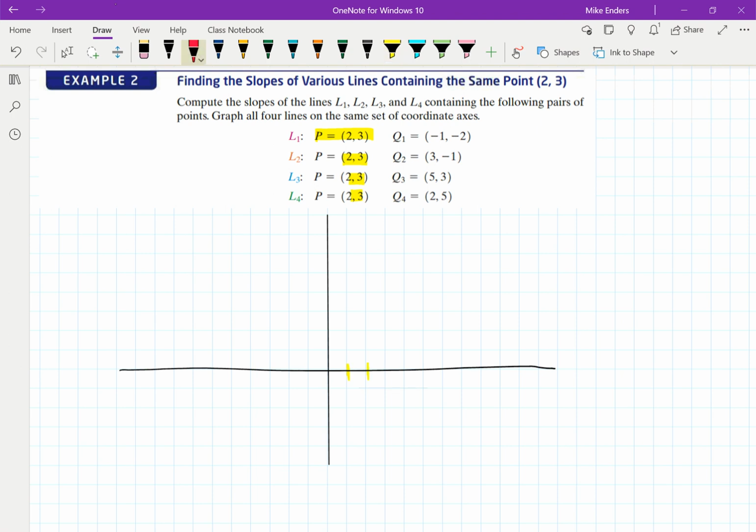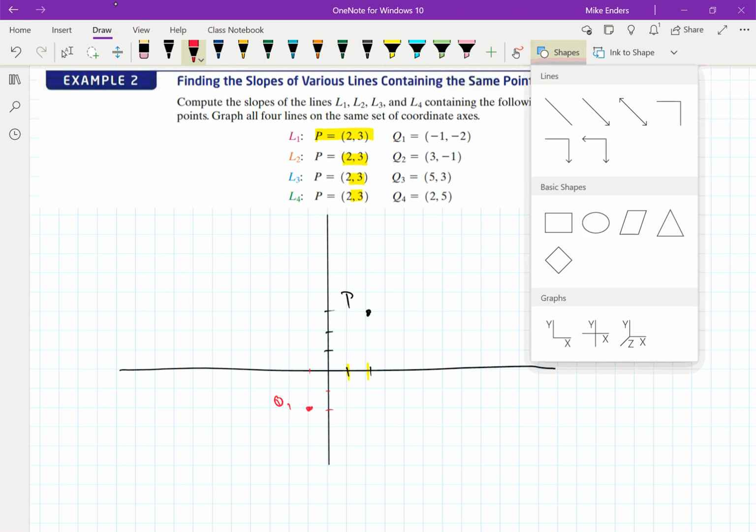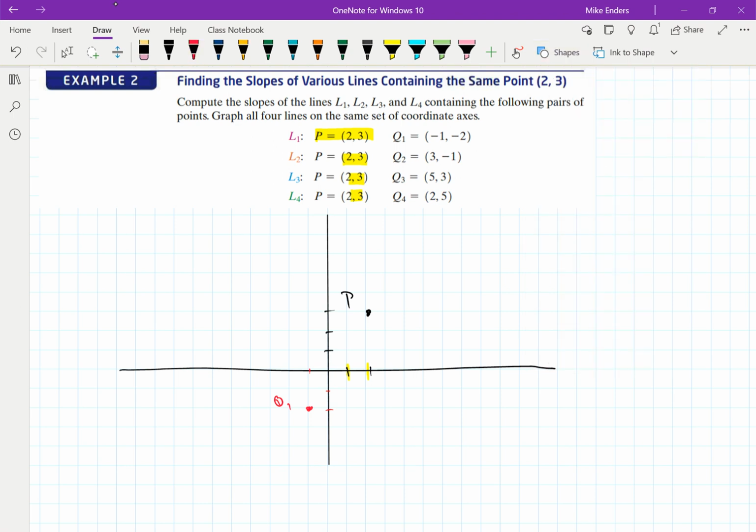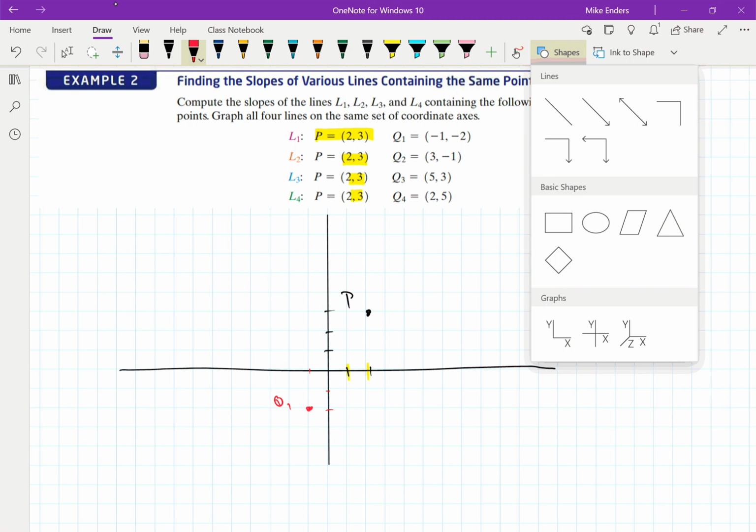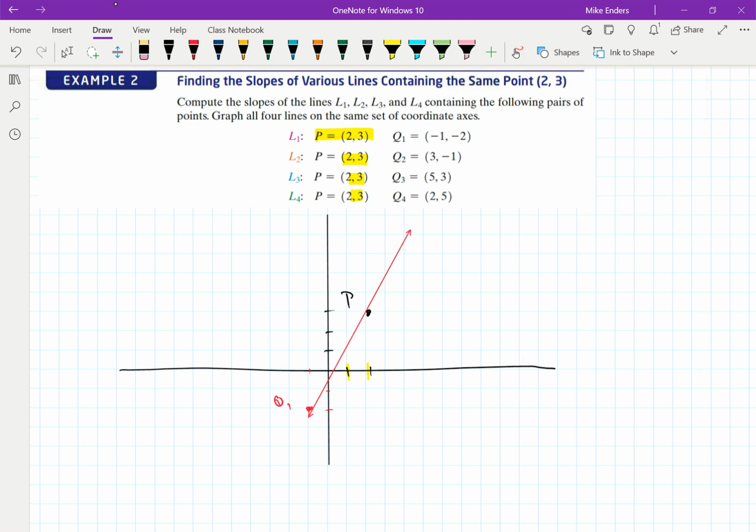So let's see, I want to go through the point (2, 3). So let me mark some things off here. There's 1, 2, 1, 2, 3. So there's point P. Let's see what else we can come up with. The first Q is going to be (-1, -2). So (-1, -2) is going to be down here. So there's going to be Q1. If I connect those with a line, that's the line I have.